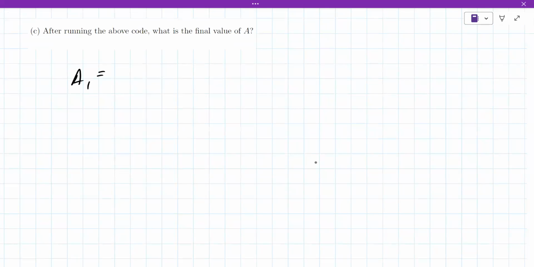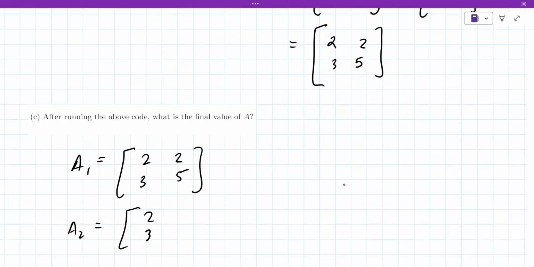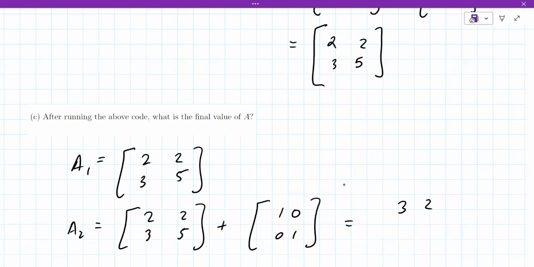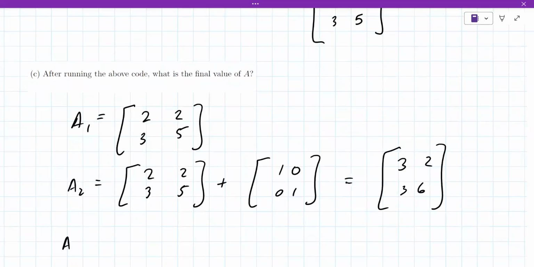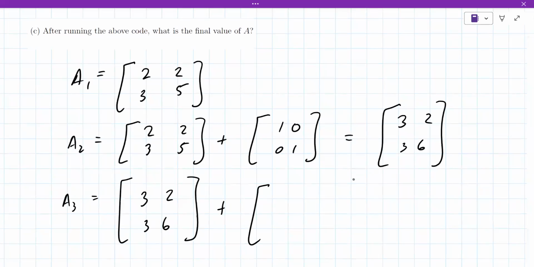So the first time you run, the first iteration A1 is this 2, 3, 2, 5. The second time you run it, it's 2, 3, 2, 5 plus that identity matrix again, 1, 0, 0, 1, which is 3, 2, 3, 6. Then you run it one more time. The third time you run the loop, you take that matrix you just got, 3, 2, 3, 6, and you add 1, 0, 0, 1, which gives you 4, 2, 3, 7.